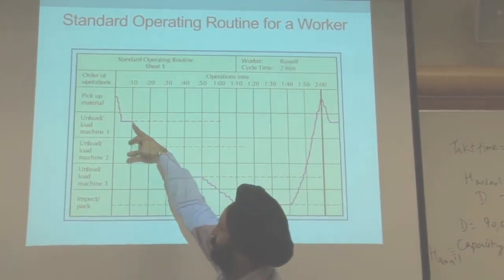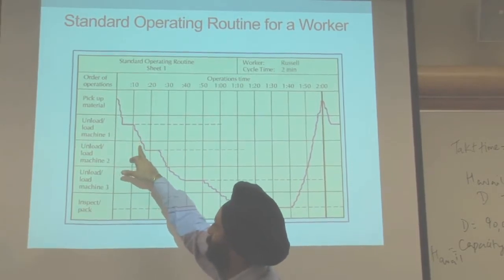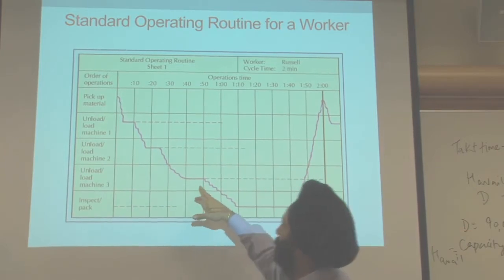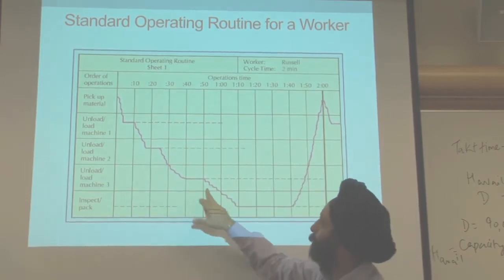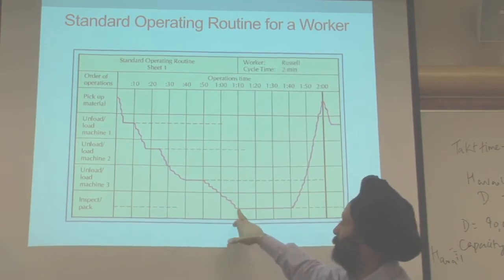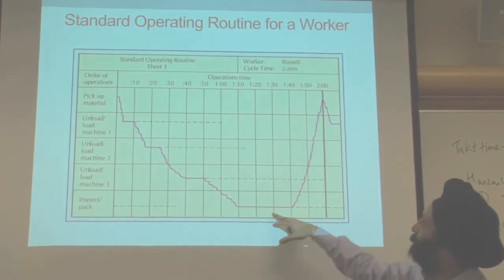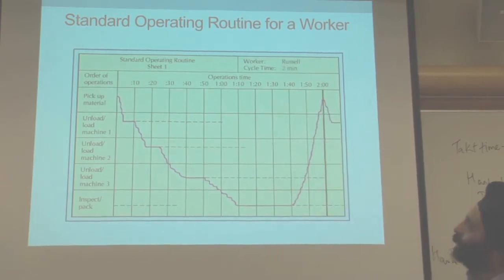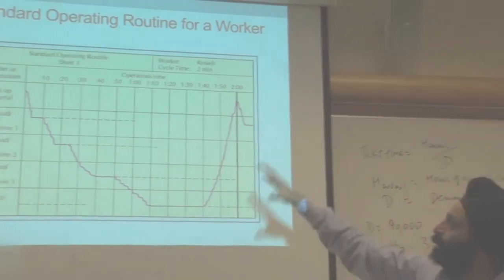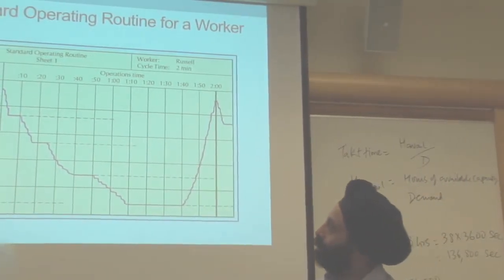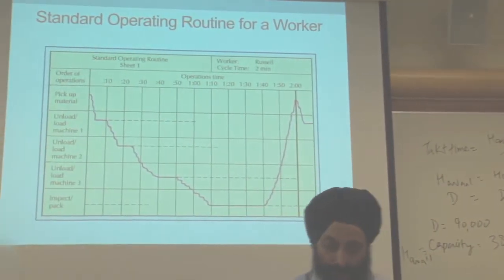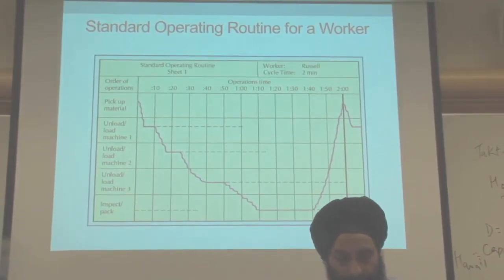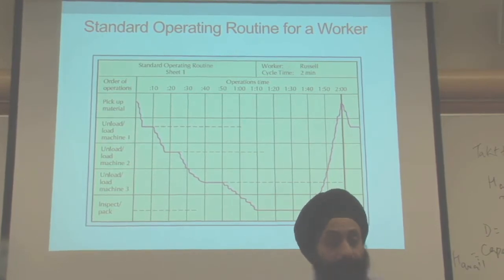And then once the process starts, it takes this much time. And then unloading of machine 2, 3, all the way to, and this is the production scenario. And then you have inspection, and after inspection packing, and then going back to picking up material, etc. So you can see in 2 minutes exactly how the worker is operating and get a sense of things. So one can easily look into how this will result in identifying a better way of doing things.